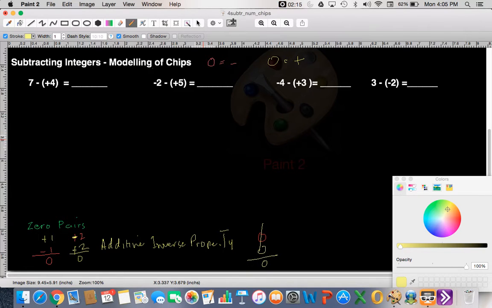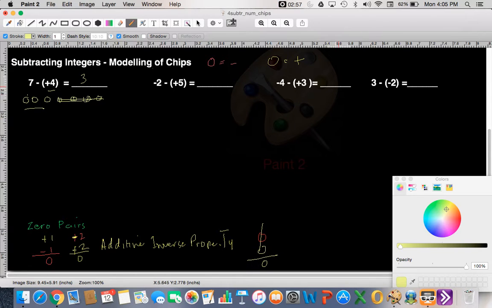So going back to our problem, this one: 7 minus positive 4. We're going to put 7 positive chips since this is a positive number. 1, 2, 3, 4, 5, 6, 7. And you're going to subtract positive 4. This is very easy. Since we already have 7 here, you'll just take away 4 chips. 1, 2, 3, 4. Take that away, and your answer will be positive 3.